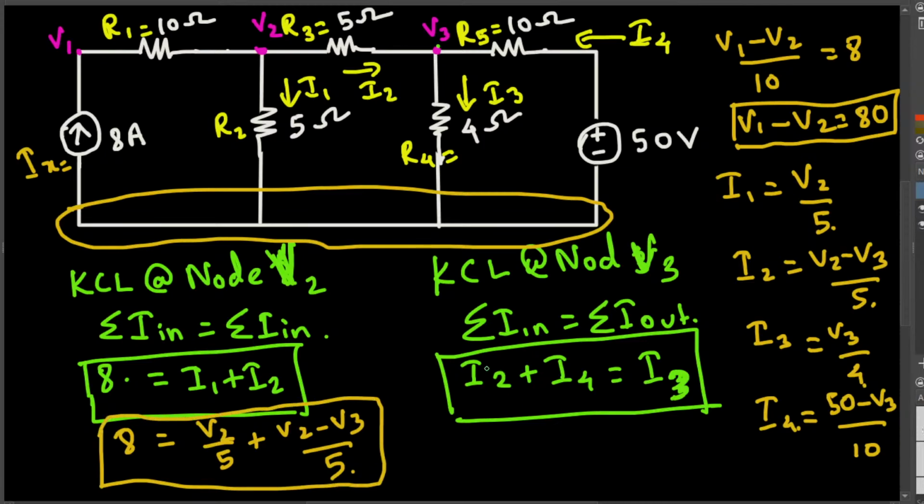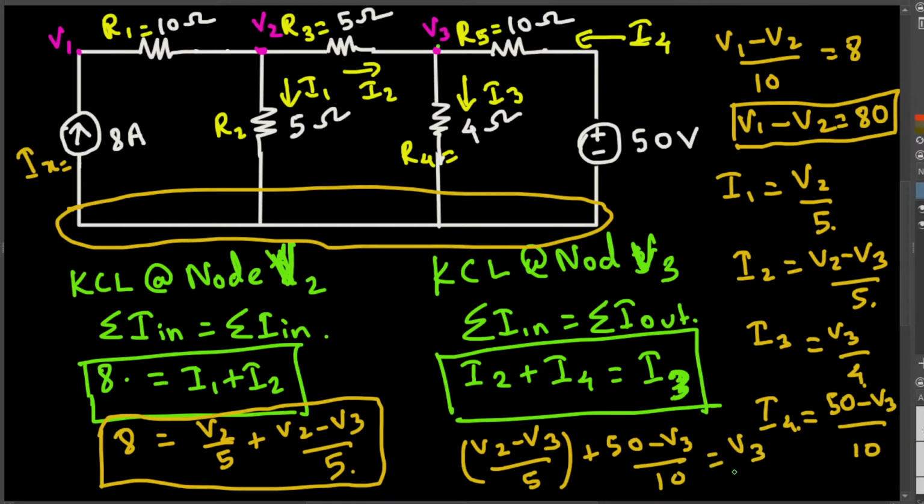So let's try the equation we derived from node V3. Here instead of I2 I put V2 minus V3 divided by 5, and instead of I4 I plug in 50 minus V3 divided by 10, and instead of I3 I plug in V3 divided by 4. So this one seems like I can solve for V3 directly from here.